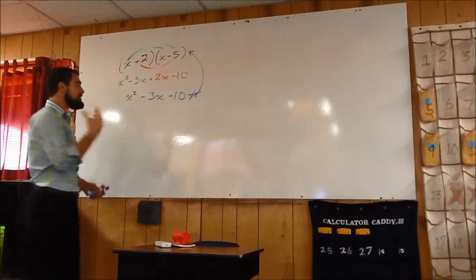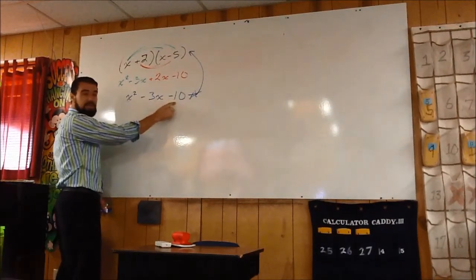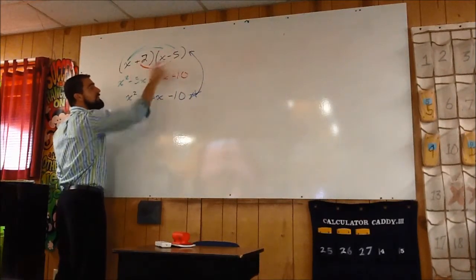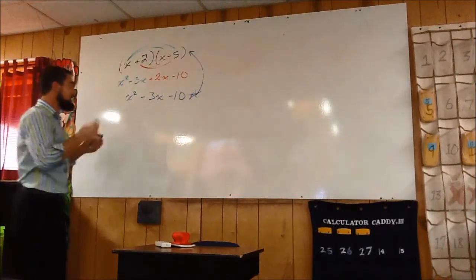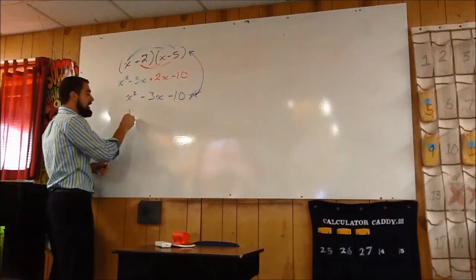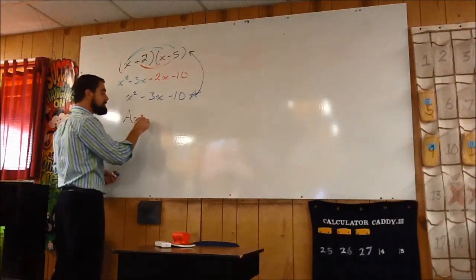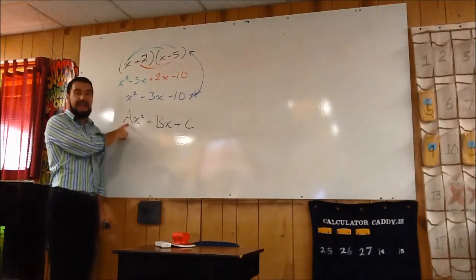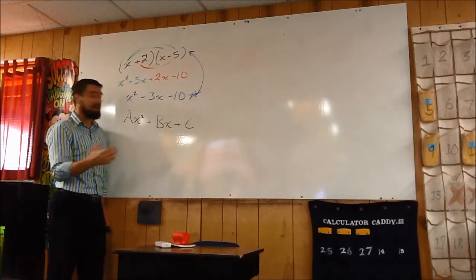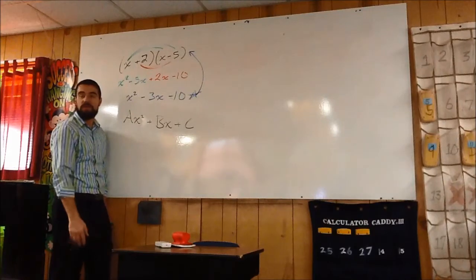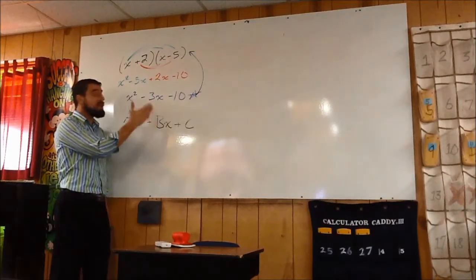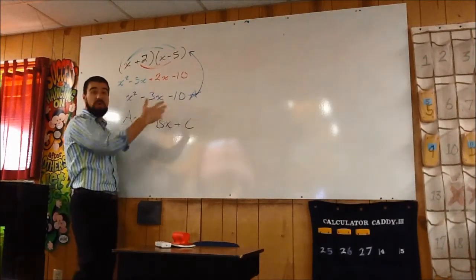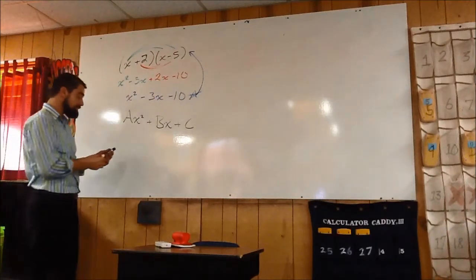Well, there's a relationship between these coefficients and this constant. There's a relationship between these values and the values that are in those binomials. So the generic form of a quadratic is ax squared plus bx plus c, where a is just the coefficient of your x squared term. B is the coefficient of your x term in your quadratic. And then c is just your constant at the end, in this case negative 10.